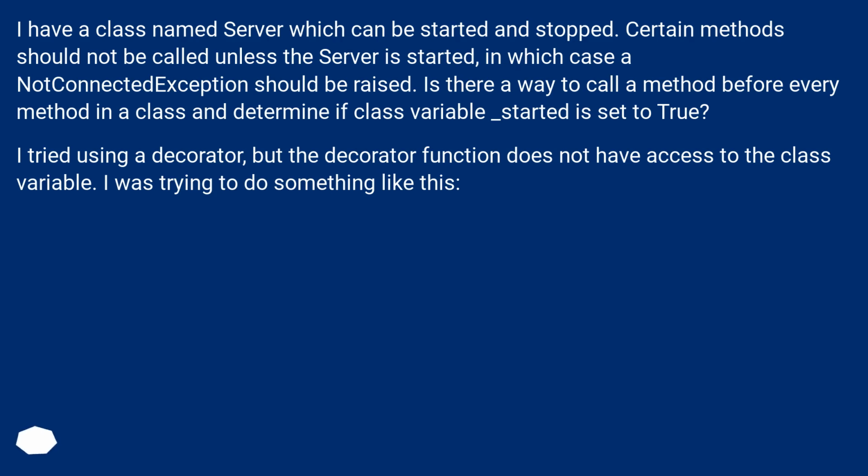Is there a way to call a method before every method in a class and determine if class variable _started is set to true? I tried using a decorator, but the decorator function does not have access to the class variable. I was trying to do something like this.